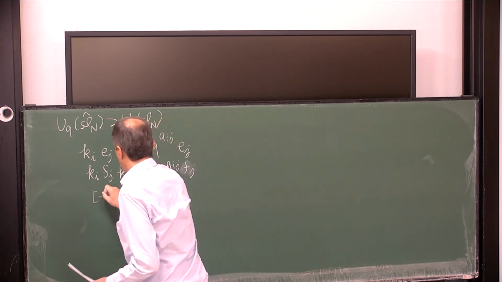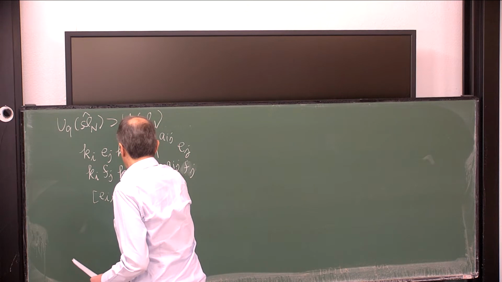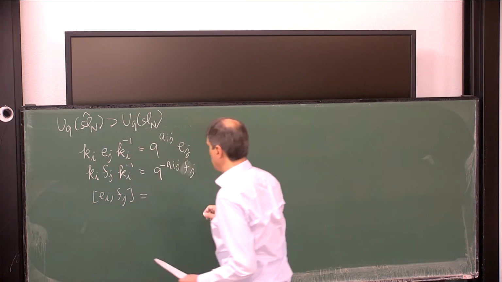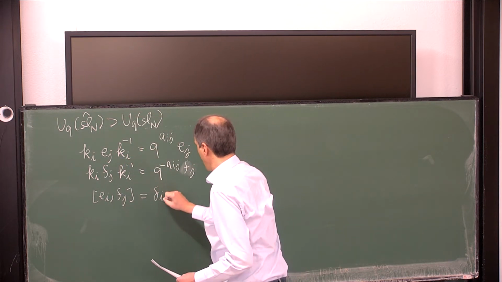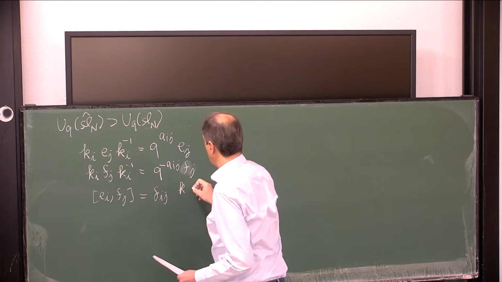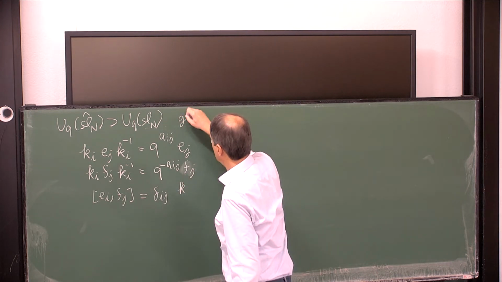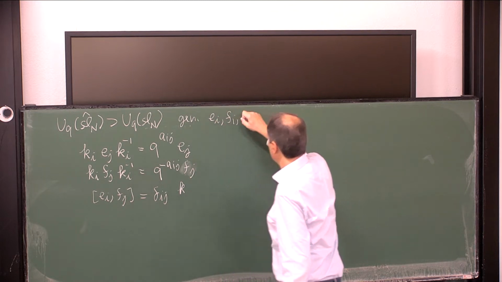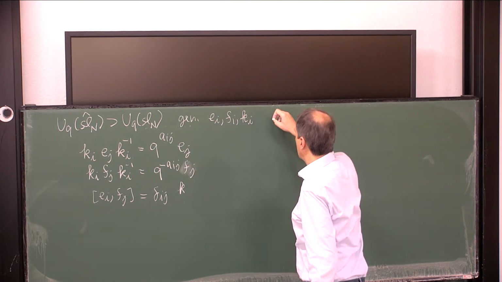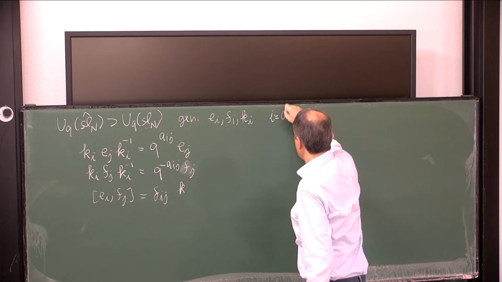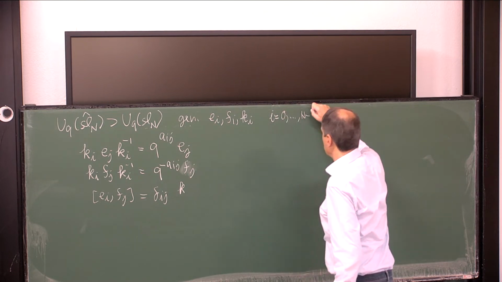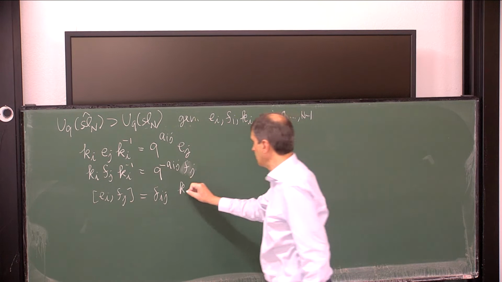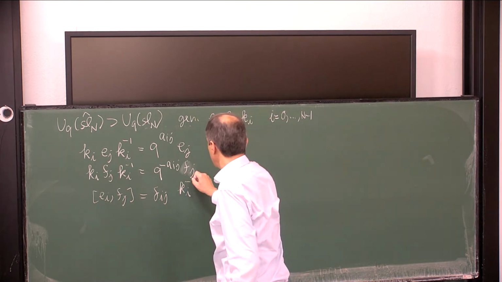And the commutator of E_i and F_j is delta_ij times (K_i minus K_i inverse) over (q minus q inverse). So the generators E_i, F_i, K_i, and here i goes from 0 to n minus 1, and then you have the same formula that we have there.